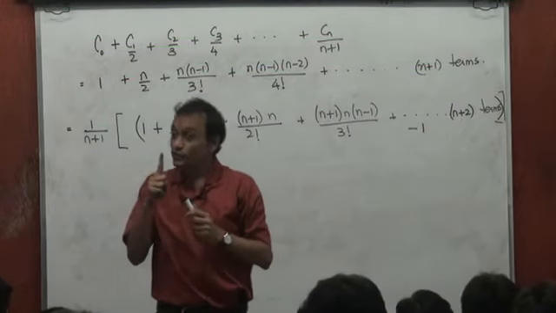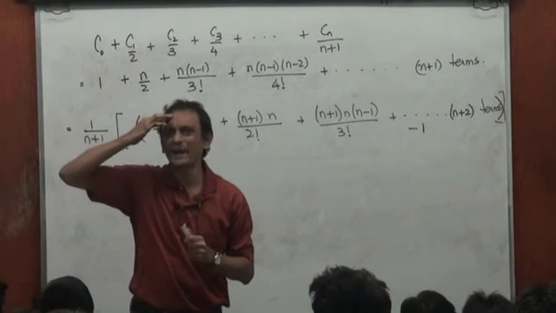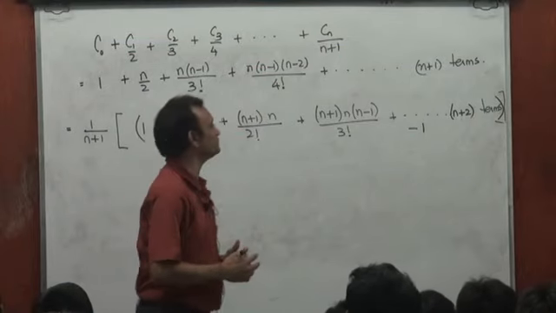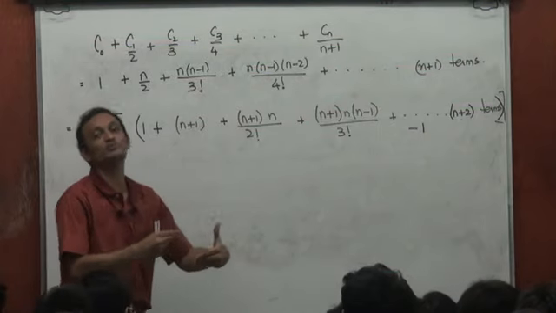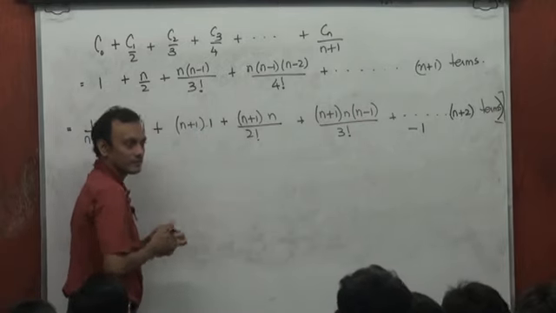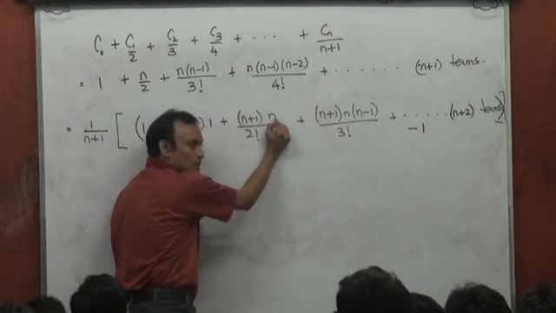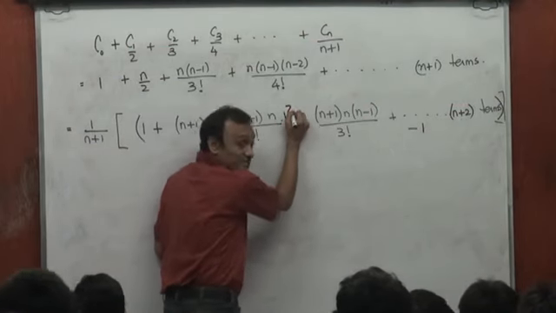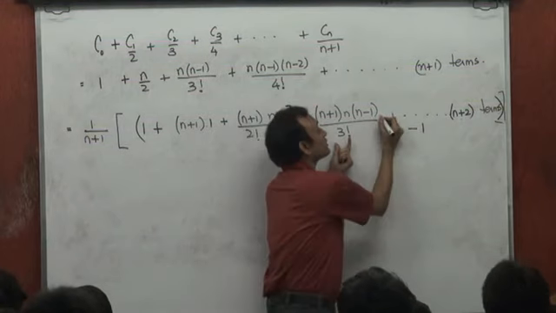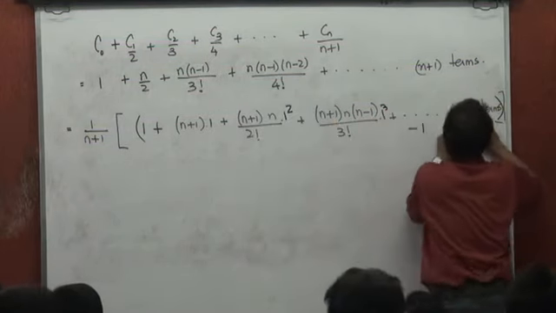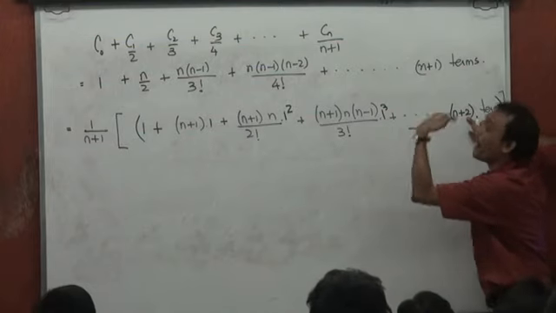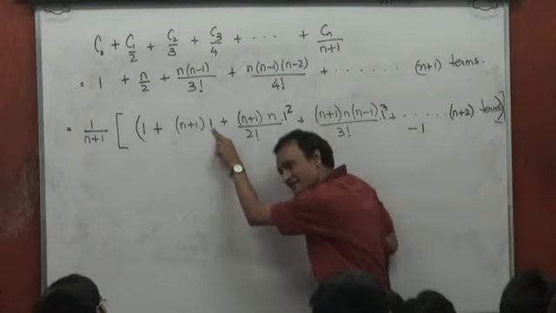The number of terms would be 1 more than the power. So, you would expect the power to be n plus 1. Yes or no? Now, all that you need to perform is a check. 1 plus power into x plus power into power minus 1 by 2 factorial into x squared plus power into power minus 1 into power minus 2 by 3 factorial into x cube. And how many terms? Power plus 1 terms. Full binomial series is constituted out of this, yes or no? Where the power would be n plus 1 and x would be 1, yes or no?